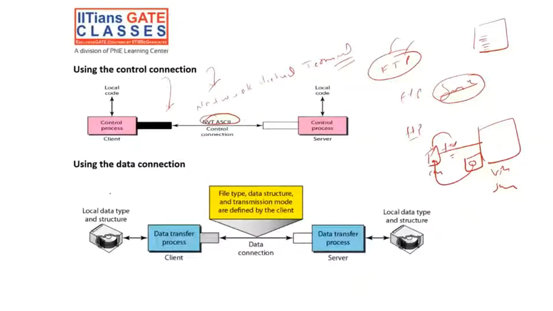And similarly, using the data connection, here data connection means your data transfer phase. The file type, data structure type, and transmission mode are defined by the client: which type of file you want, what type of data structure you are sending, so that we can receive the file, and the transmission mode is defined by the client. This is your data transfer process.